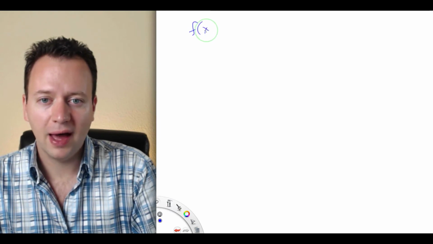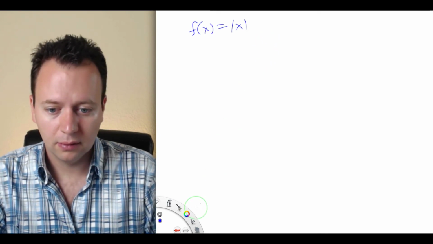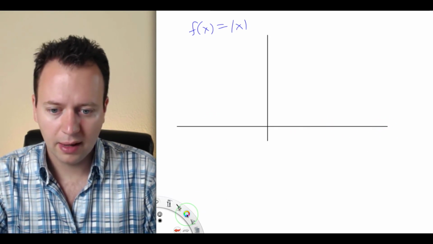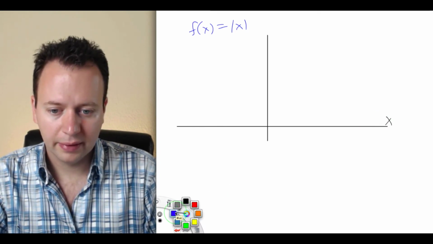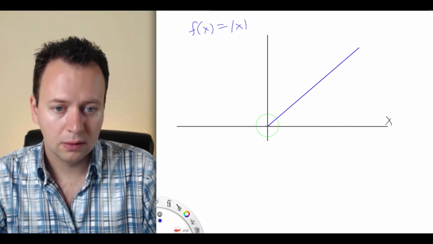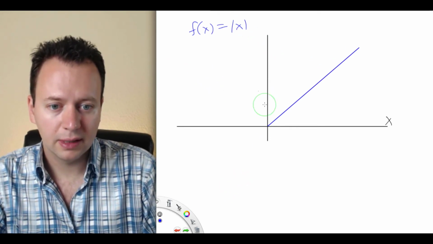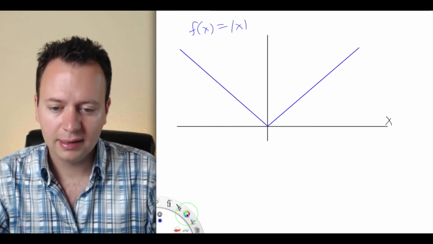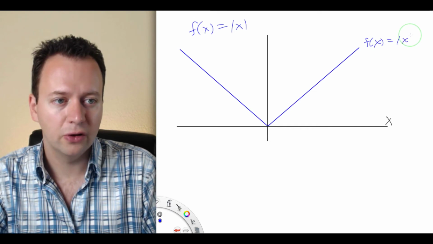So let's consider f of x is equal to the absolute value of x. So this function looks like the following. So there are my axes. Here's my x-axis. And then the function actually looks like this. Actually, let's do this a little bit closer. Yeah, so something like this. So that's the absolute value of x. So this is f of x is equal to the absolute value of x.